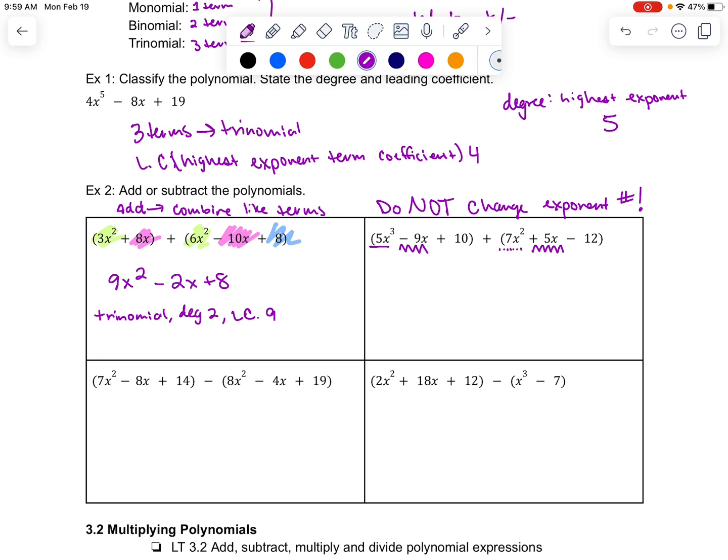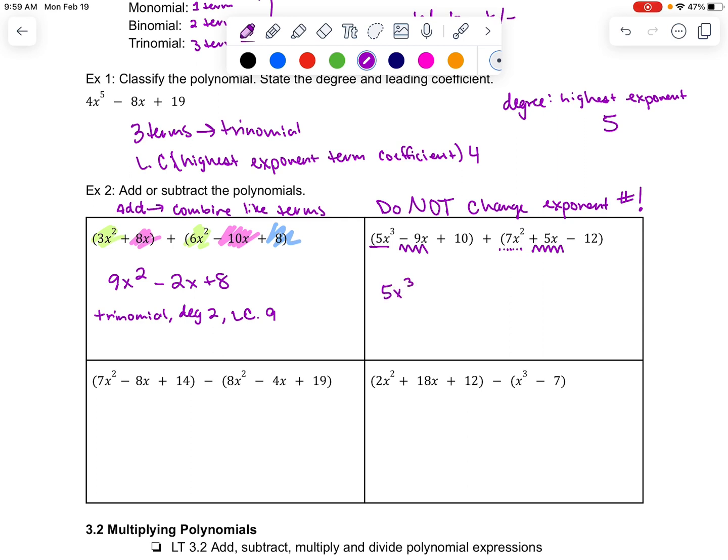It's just something that helps, I know, to keep stuff organized. If that helps you, by all means do it. If you know what you're doing, you don't have to do it. Do what is best for you. So when I'm combining this, the highest exponent term is going to be that x cubed. So I'm going to go with that one first.